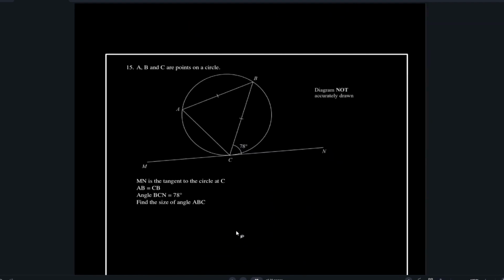In question number 15, we are told that A, B, and C are points on a circle, but we are told that N is a tangent to this circle at C, but further we are informed that AB equals BC. Given that angle BCN is 78 degrees, find the size of angle ABC.